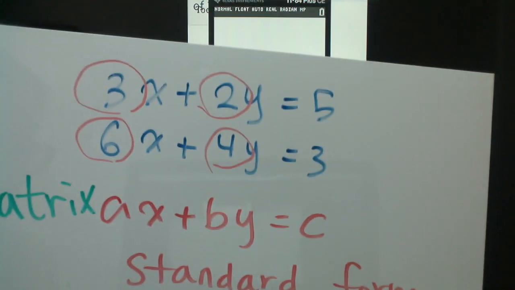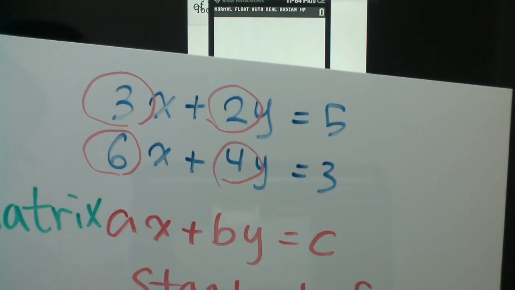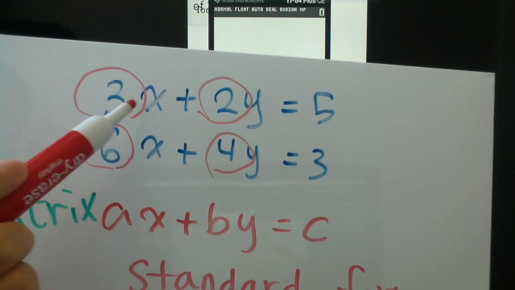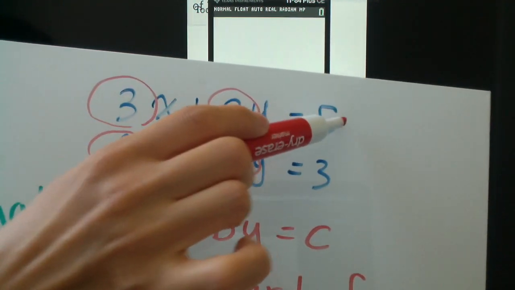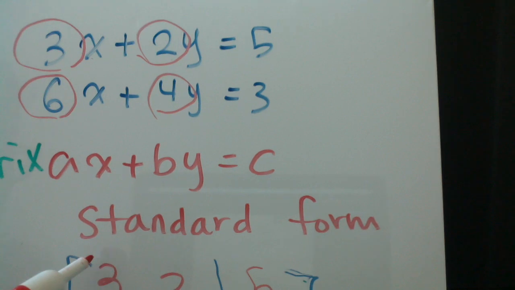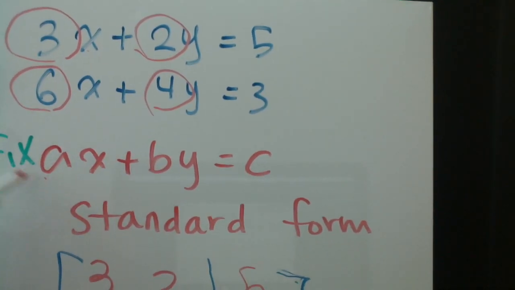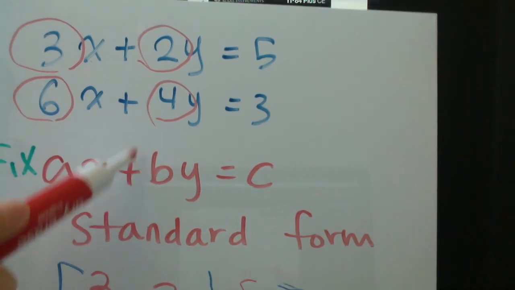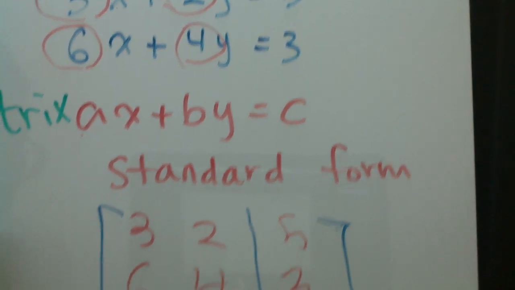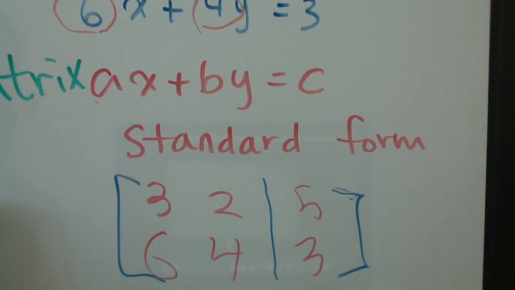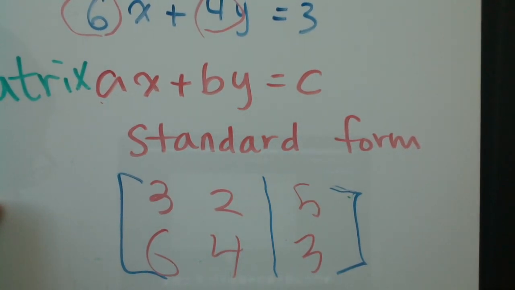So when you want to figure out the matrix form, make sure to line up x and y on the left and the constants on the right. We'll say standard form is when you have some coefficient times x plus some coefficient times y equals a constant. So this is the matrix of this system of equations.